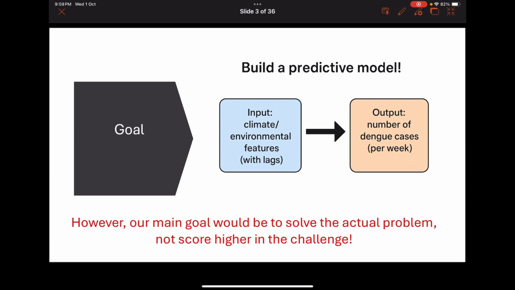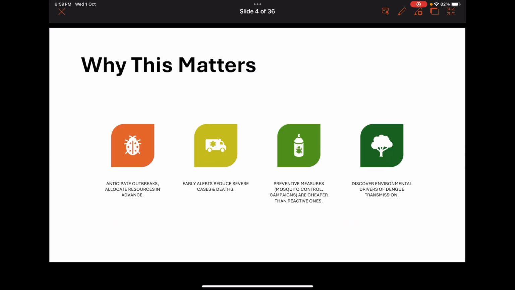However, we need to note that our main goal and our target while we were doing this project was not to just score higher in the challenge, but to actually solve the actual problem. So why does this problem matter? Well, if the health authorities can anticipate spikes or outbreaks in dengue early, then they can allocate medical resources. Also, early warning could reduce disease burden. And if outbreaks are predicted, preventative measures like mosquito control can be deployed more strategically.